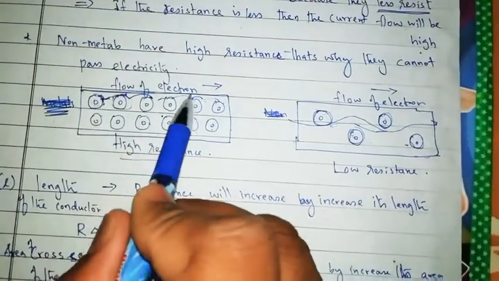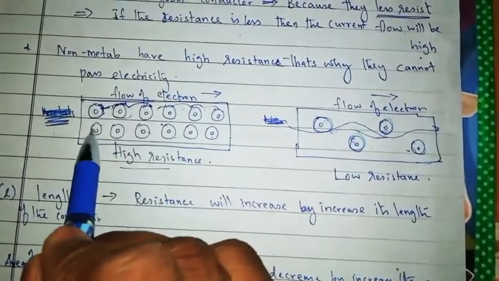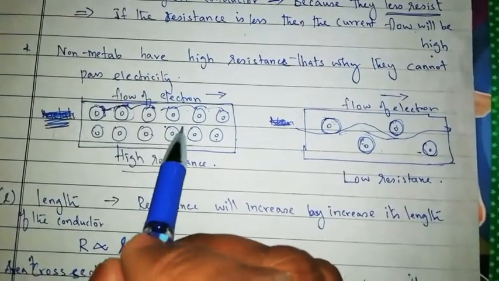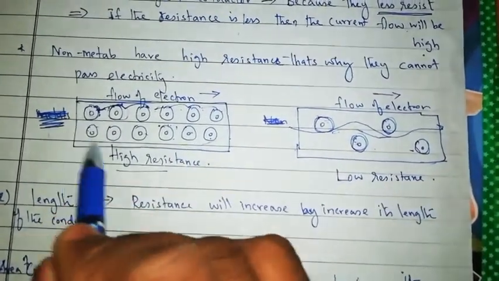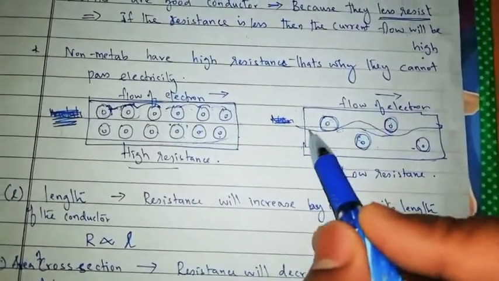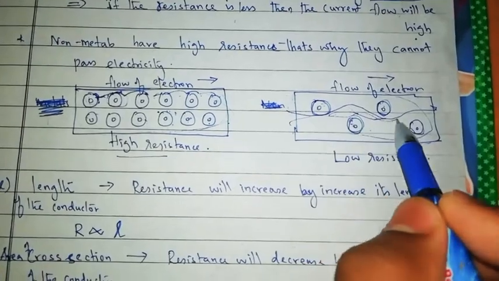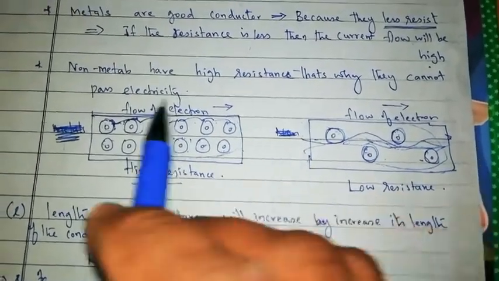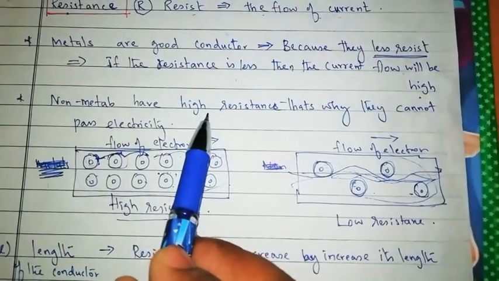But here many atoms are there to stop the flow of electrons. They won't move freely, so lots of resistance will be there because lots of atoms are here. But here you see a very small number of atoms, so very little resistance, and they flow smoothly. Okay, you can see non-metals have high resistance.